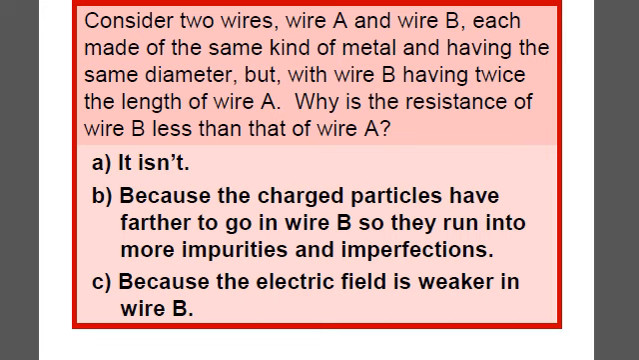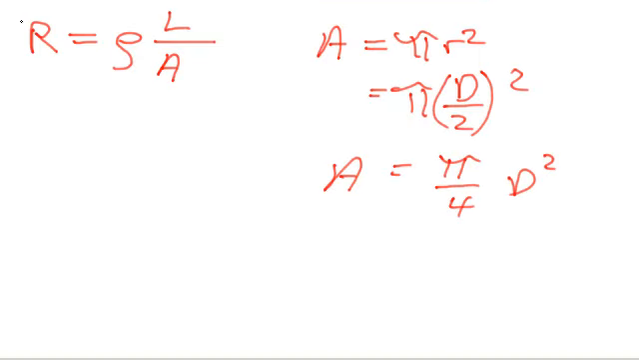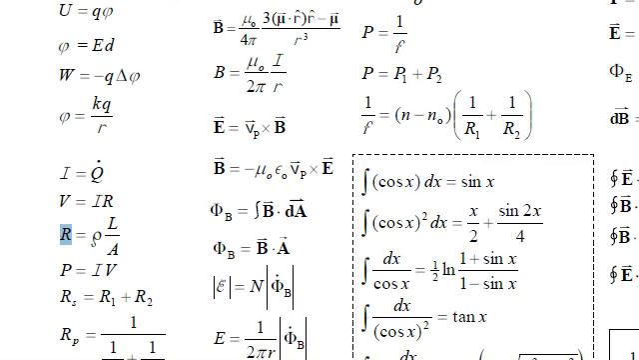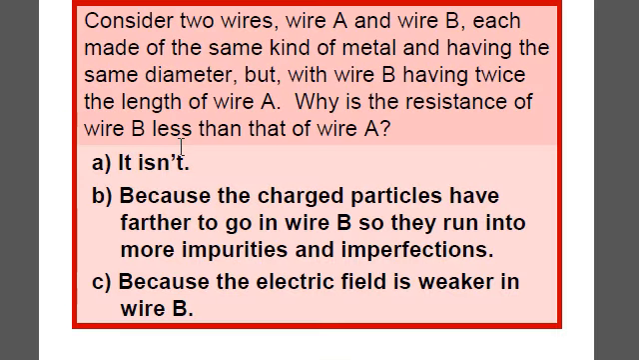Now we got 2 wires, same kind of metal, same diameter, but B is twice the length of A. So I can look at the formula we just had written down. The longer it is, the greater the resistance. So they want to know why is the resistance of B less than the wire A, but B is the longer one. B having twice the length of wire A. B is the long one, so B's got the greater resistance.